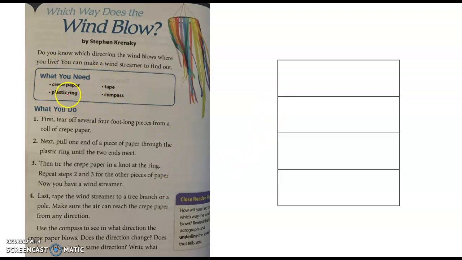This text gives us a little more information by giving us a "What you will need" box. So I need crepe paper. Crepe paper is like streamer paper. Plastic ring. So there's my plastic ring. Tape and a compass. What you do.